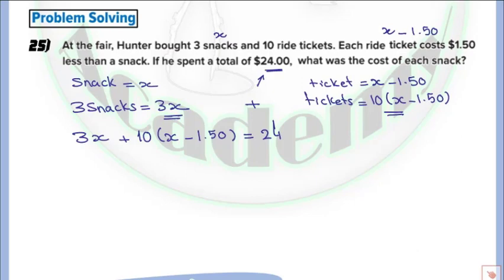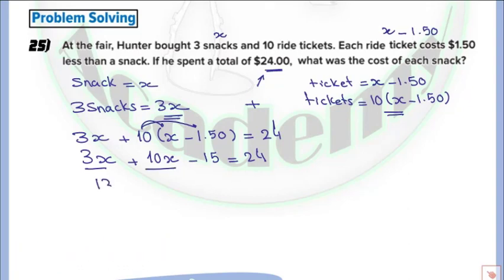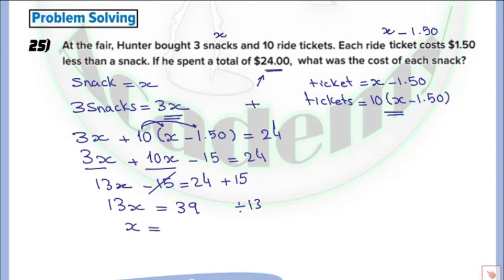Now we can solve the equation. That's 3x, using the distributive property. 10 multiplied by x equals 10x. 10 multiplied by 1.50 equals 15. That will be equal to 24. Now simplify. So we have 13x minus 15 equals 24. Once we have minus 15, it means adding 15. So 13x equals 39. We divide by 13, so x now equals 3.